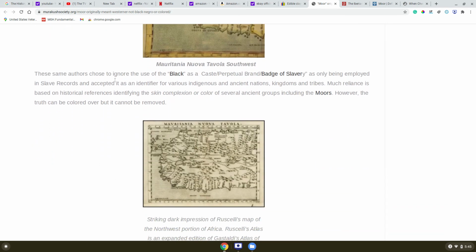These same authors chose to ignore the use of the black as a caste perpetual brand badge of slavery, as only being employed in slave records, and accepted it as an identifier for various indigenous and ancient nations, kingdoms, and tribes. Much reliance is based on historical references identifying the skin complexion or color of several ancient groups, including the Moors. However, the truth can be colored over, but it cannot be removed.